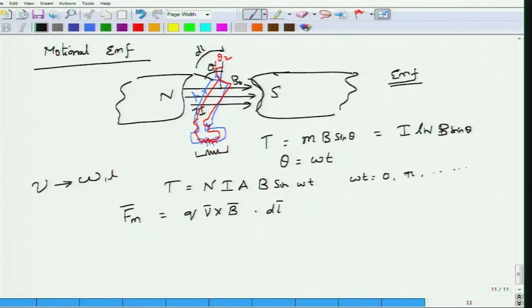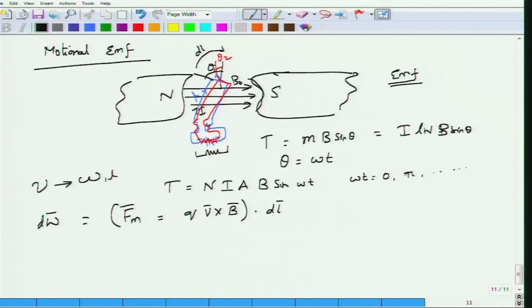So what is the work done on this current loop, so that it has moved a distance of dl? That work will be force times distance. So Fm being qV cross B, you multiply this with dl, and you have to keep in mind that these are vectors, so you have to use a dot product over here. Force times distance will give you the work done. This is the differential amount of work done by the magnetic field in order to move the charge such that there is a movement of dl.